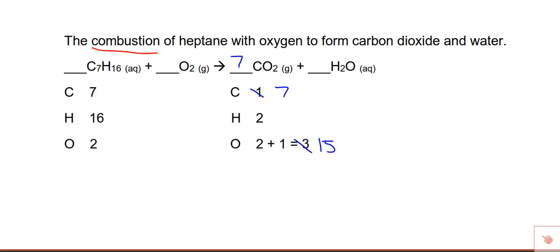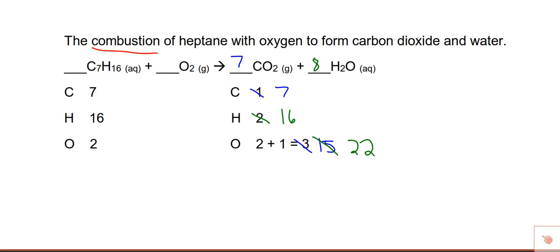Let's deal with the hydrogen next. Since I have 16 hydrogens under the reactants and 2 under the products, I'm going to put an 8 here so that I can end up with the 16 that I'm desiring. And now my carbons and my hydrogens are balanced, but remember that 8 on the water also impacts the oxygens. So if I have 14 for the carbon dioxide and 8 for the water, that gives me a total of 22.